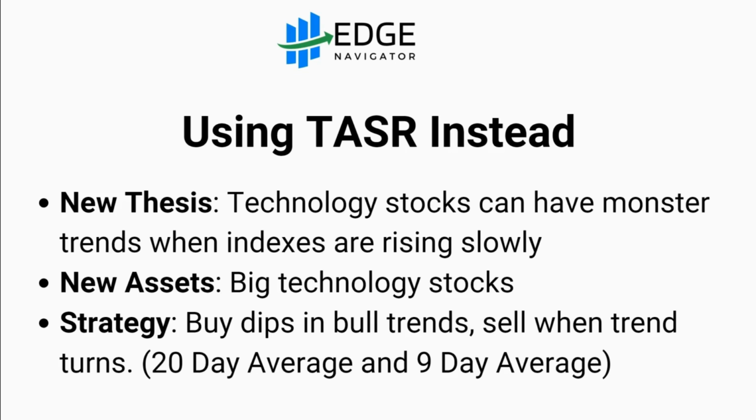So the new assets are big tech stocks, right? So I'm going to trade big tech stocks because I have a thesis that technology stocks can have monster trends, meaning they can go up 20-30% when the rest of the market only goes up 5 or 6%. So that would be a very effective way to try to get long.